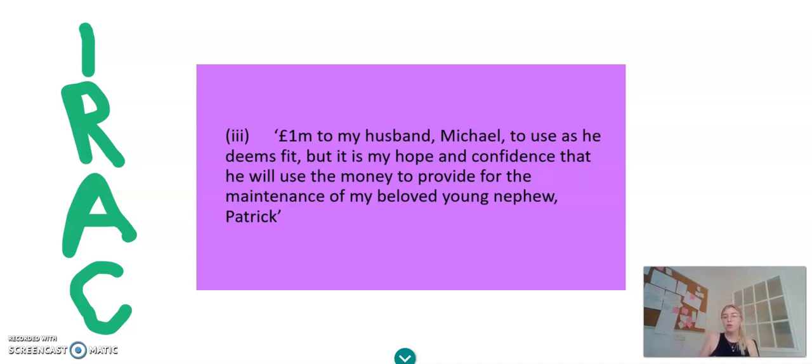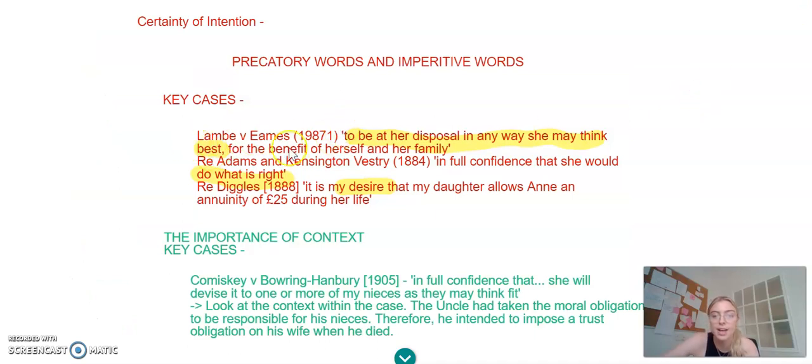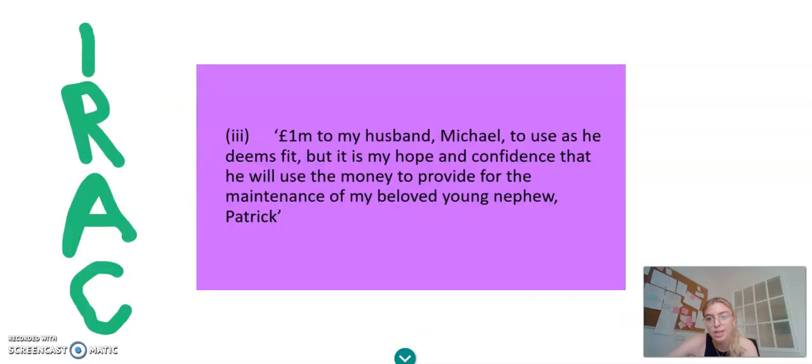Now you need to move to a relevant authority. The relevant authority in terms of satisfying the certainty of intention will be those cases on this slide: Lambe v Eames, Adams v Kensington Vestry, and Diggles. Now, you can say that this provision is materially very similar to those cases that we have already discussed, and therefore is an indication already that the trust will possibly fail.